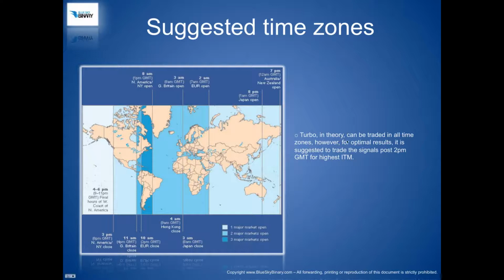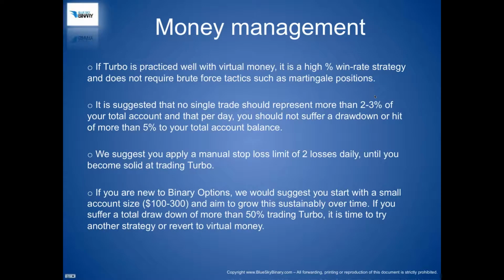Okay, so in theory, although turbo can be traded in all time zones, for optimal results, we suggest after 2 p.m. GMT. In fact, the binary dashboard algorithm that fires the turbo only fires after 2 p.m. GMT. If you ever see any errant turbos firing before that, especially after 8 a.m. GMT, please get in touch with us because that shouldn't be happening. All right. So that's the whole system.